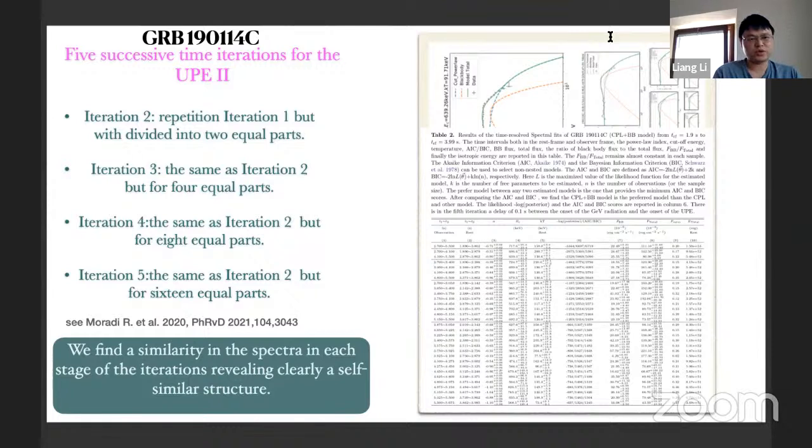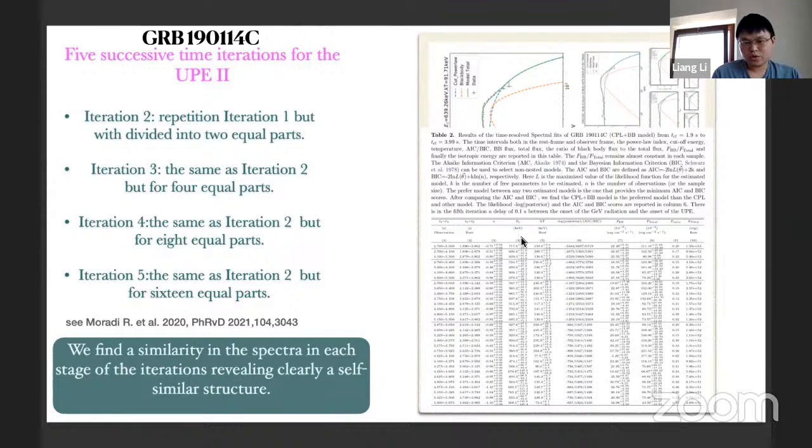For each iteration, we go to a shorter time scale and look deeply at the spectral characteristics of the UPE2 phase. Then we found the same similarity structure, namely the spectra show similar behavior. We put our plots together in this figure and summarize all the information of the fitting results in the table, including all the fitting parameters.